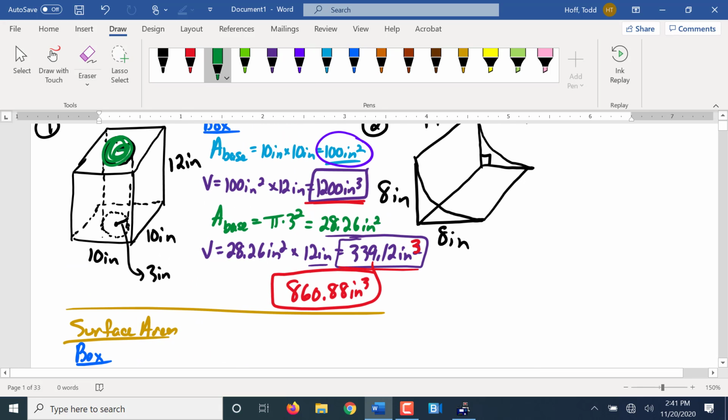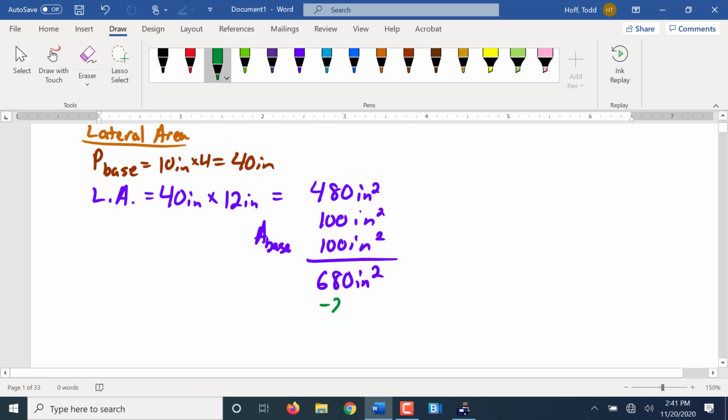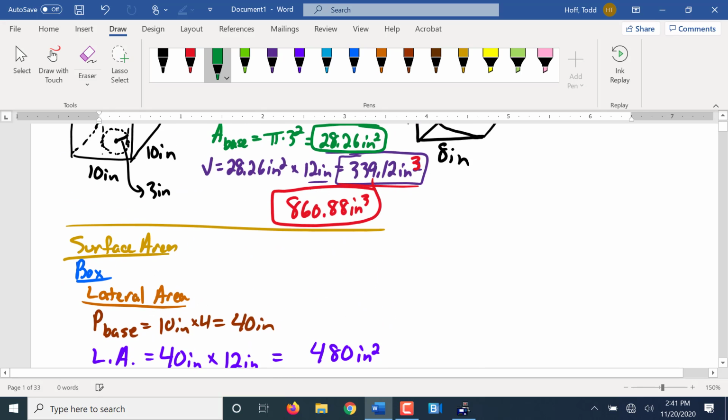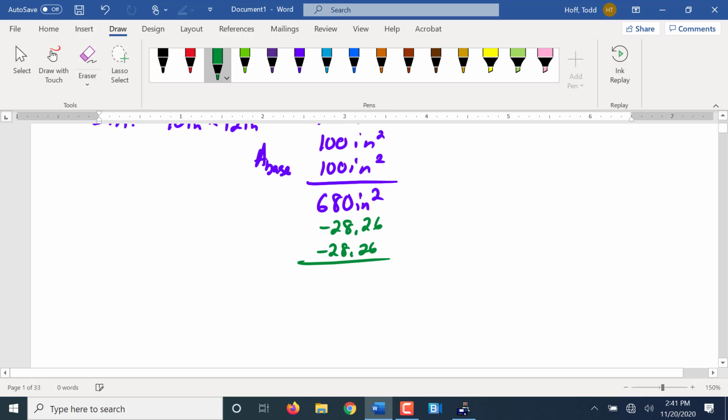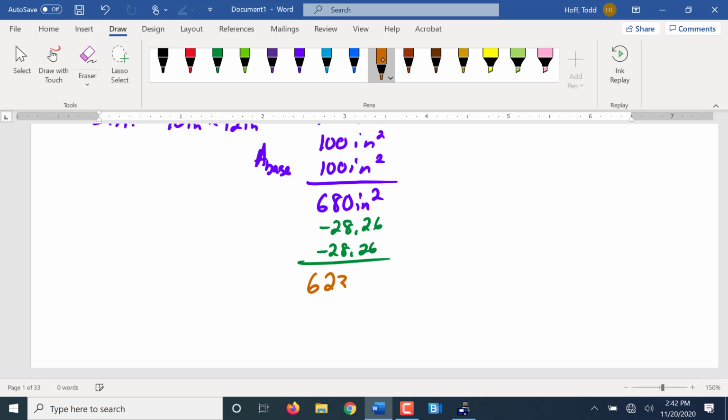there's holes cut out. Those holes cut out, of course, are just the circles, or the area of the base for the cylinder. So we have to subtract the 28.26 twice. What's that give us? 623.48 square inches, okay? Now we have to add in part.